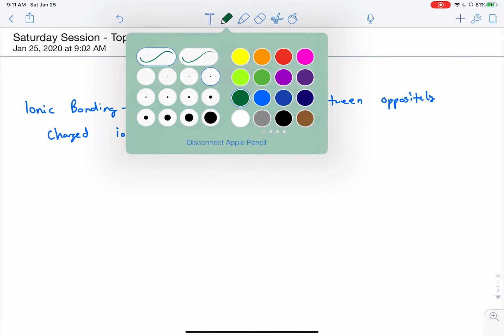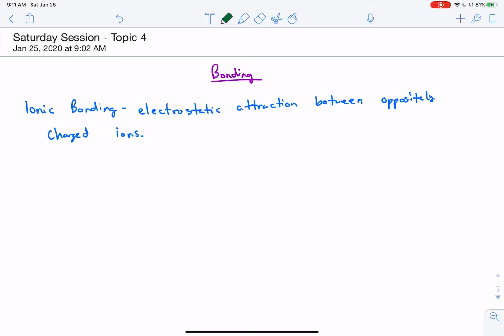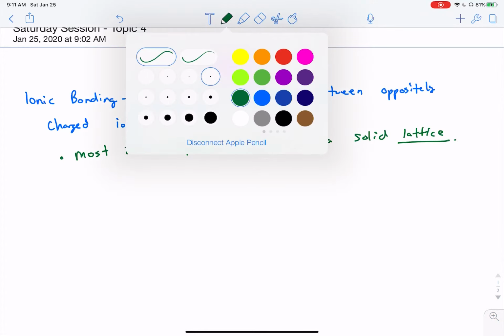And so, because ionic bonding is fairly strong, most ionic compounds exist as a solid lattice. Okay, lattice is another kind of term for crystalline structure. It's a fixed repeating pattern of these ions. We don't need to go into the specific types of crystal lattices, but that's the kind of main idea here. Okay.